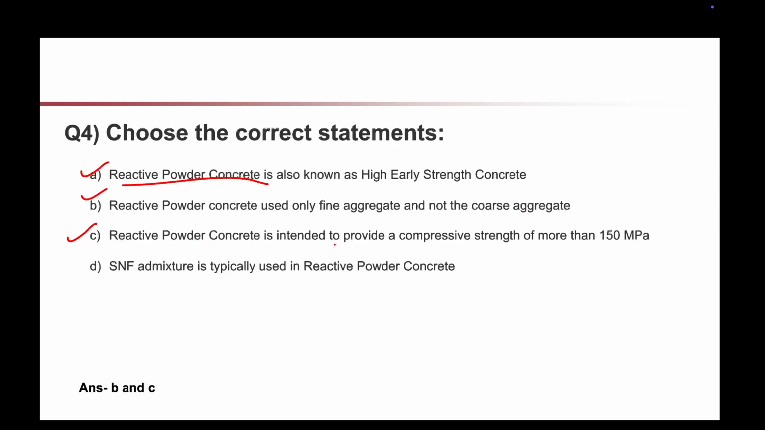And third is, it is intended to provide a compressive strength of more than 150 MPa. That is again a long term thing. It doesn't mean it gives you high early strength, but we are assuming that our micro concrete or reactive powder concrete will have a much higher compressive strength as compared to normal concreting. So in that way, B and C are the correct answers.